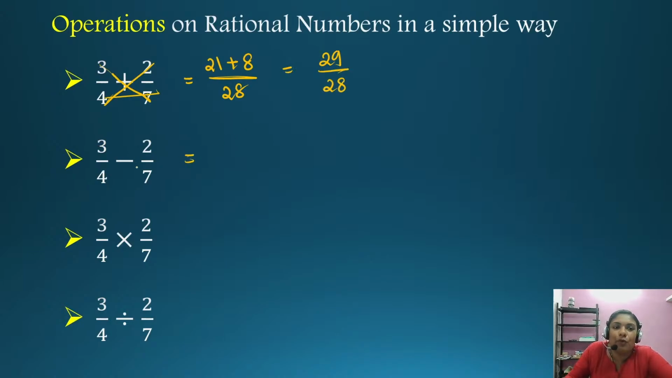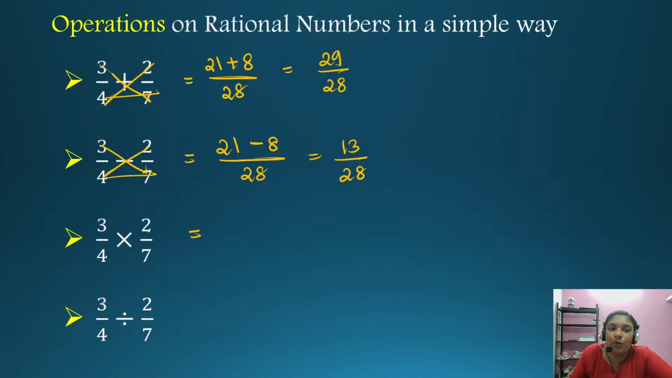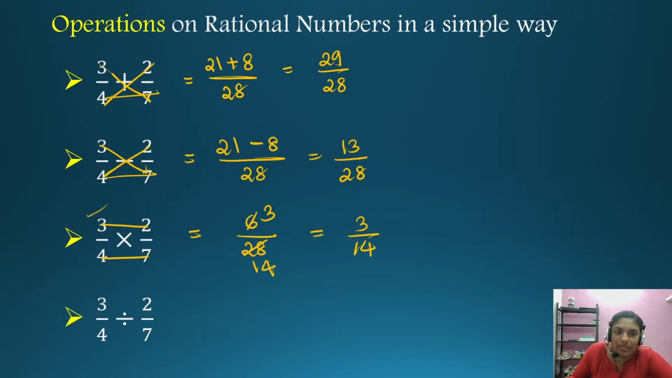Next one, 3 by 4 minus 2 by 7. 3 sevens are 21 minus 2 fours are 8, by 4 sevens are 28. So the answer is 13 by 28. Now comes multiplication, 3 by 4 into 2 by 7. Here 3 twos are 6, by 4 sevens are 28. Here 6 and 28 have common factors, right? So we can cancel. 2 threes are 6, 2 14s are 28. So 3 by 14. You could have cancelled it here as well, right?